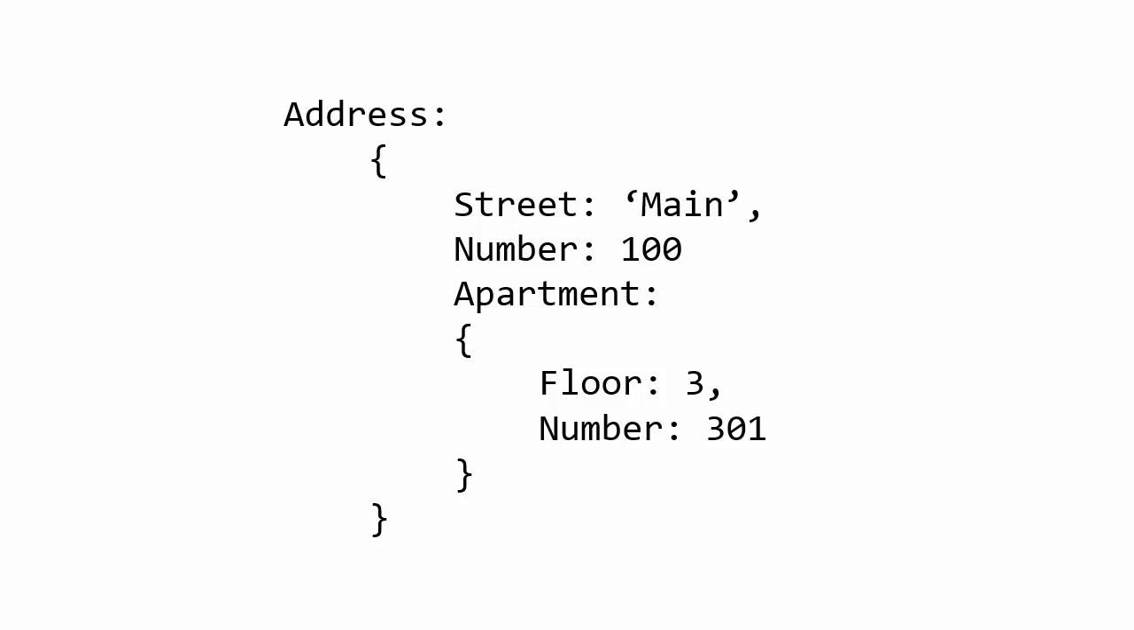When we're talking about objects in JavaScript, we're talking about collections of name-value pairs, and that value might itself be another object. So apartment has a collection of name-value pairs, and that's an object. So address, its value is an object. Apartment, its value is an object. You see how they nest down?